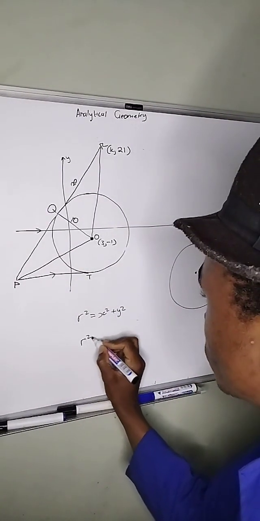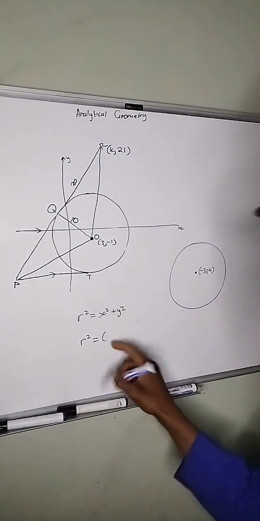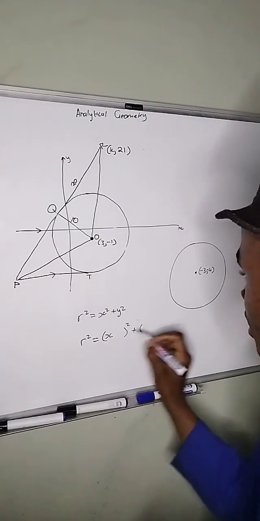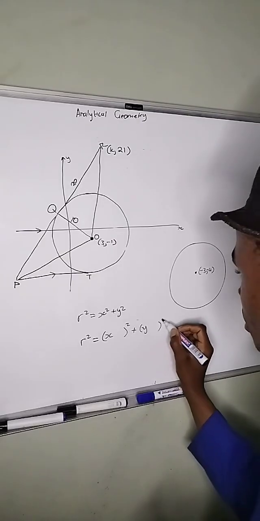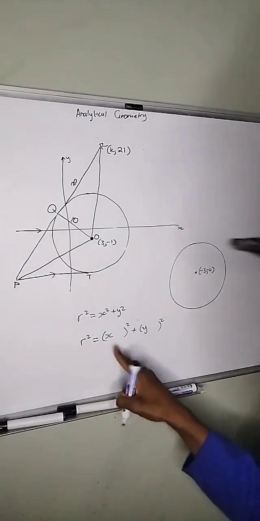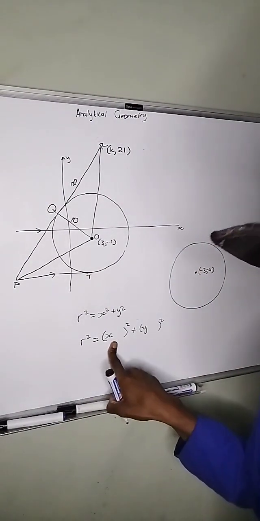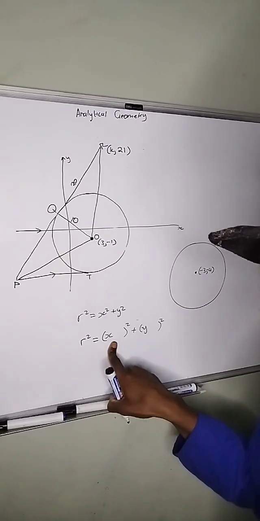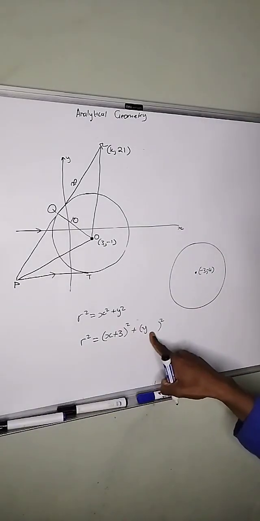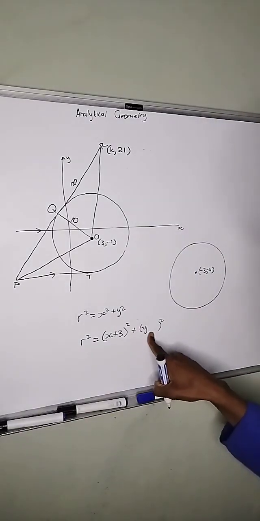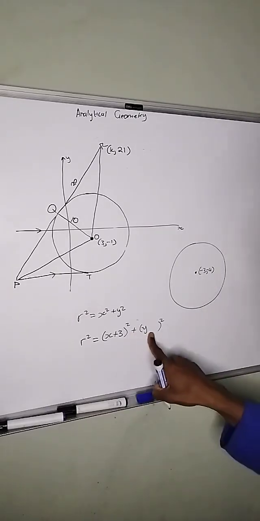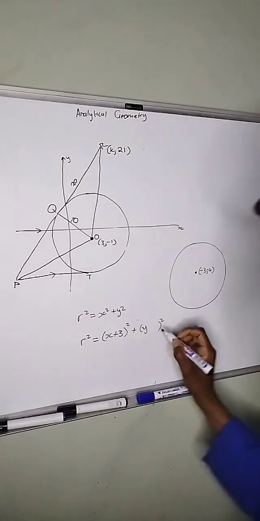So how am I going to write it in terms of r squared? What am I going to write in place of x and y? Let's start with the x. Okay, I'm going to show you now. How am I going to write it here? Yes, it's going to be plus 3 here. And here, since it's negative 4 there, how is it going to be? Plus 4.